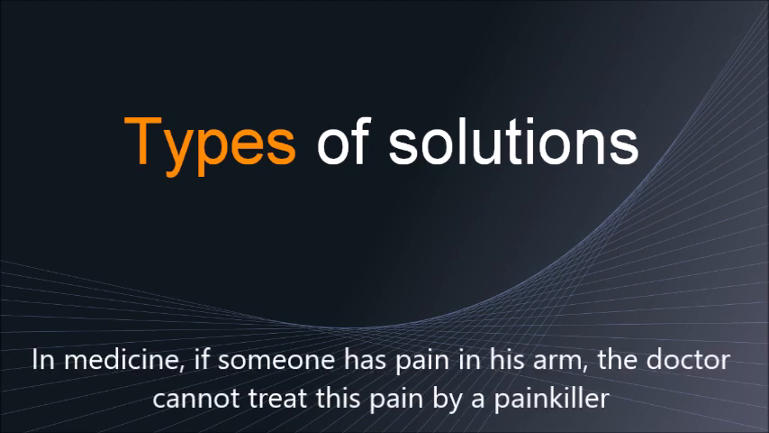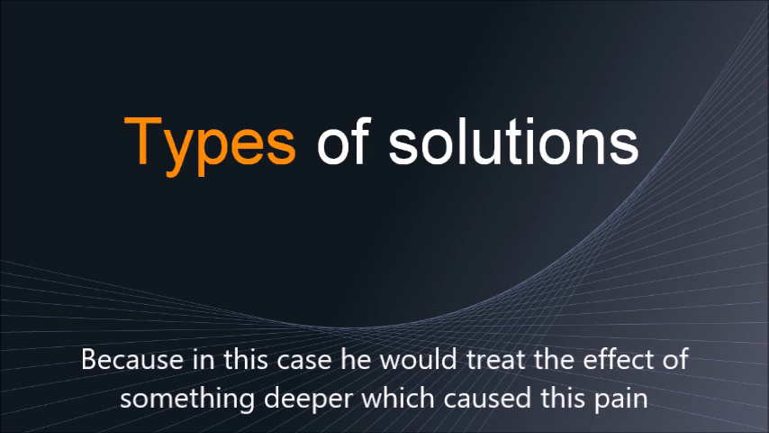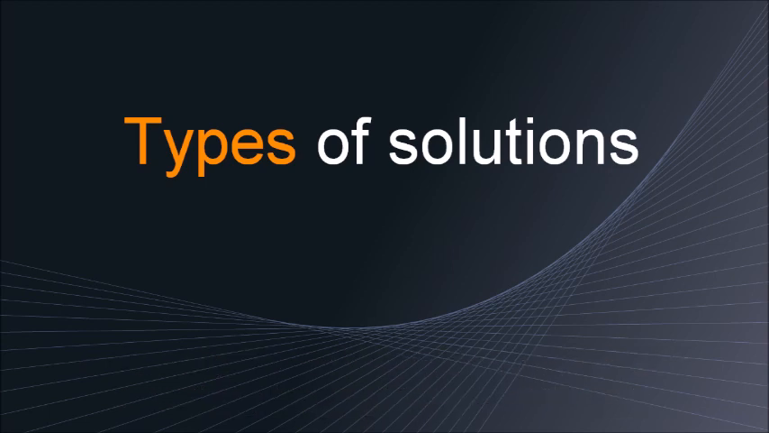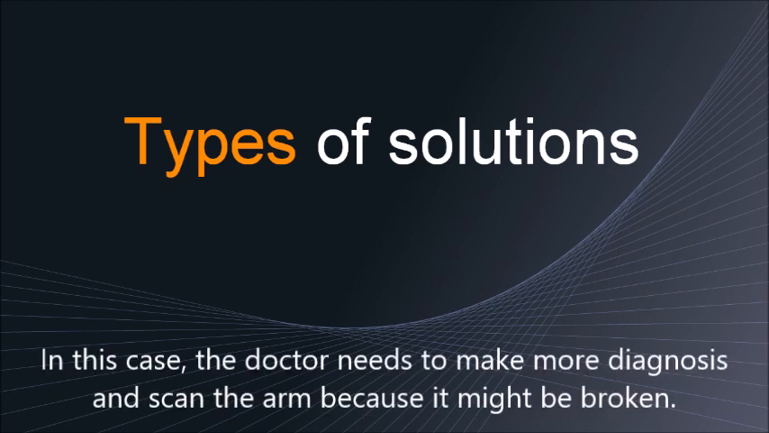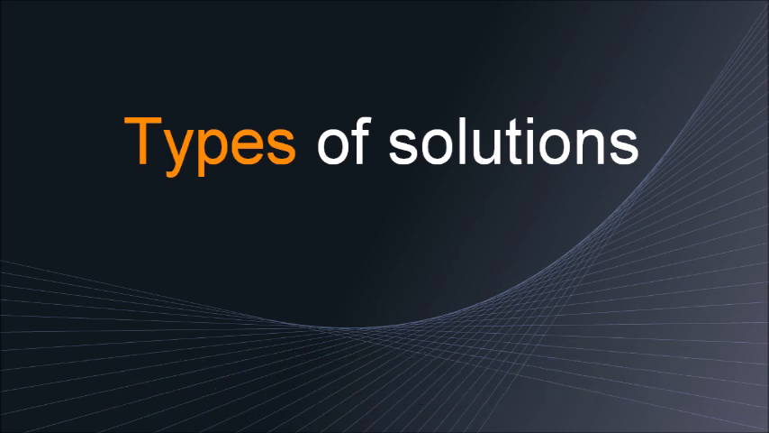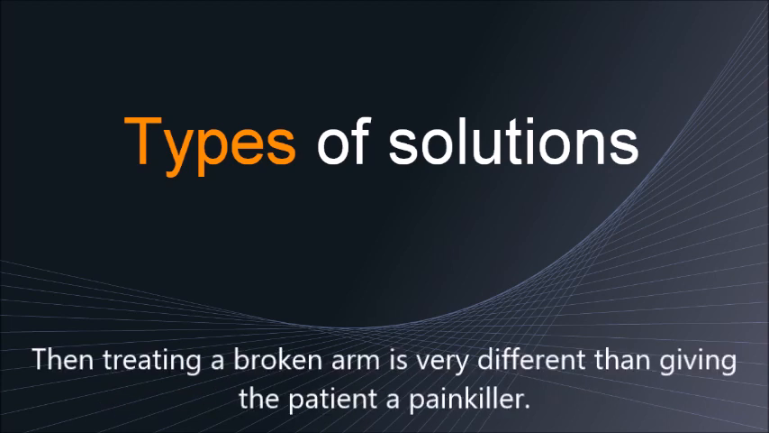In medicine, if someone has pain in his arm, the doctor cannot treat this pain by painkiller, because in this case, he would treat the effect of something deeper which caused this pain. Painkiller might reduce or stop the pain for some time, but it will return eventually. In this case, the doctor needs to make more diagnosis and scan the arm because it might be broken. Then treating a broken arm is very different than giving the patient a painkiller.